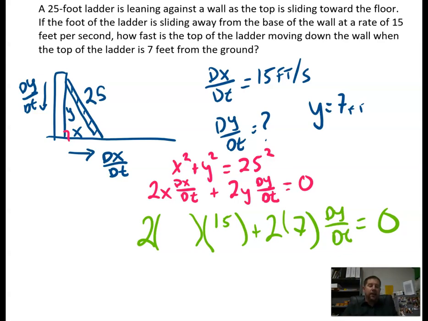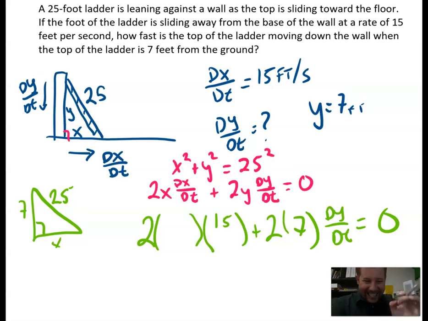And so to find that x value, I really care about where that x value is when y is 7, right? So I can actually set up a little triangle, and I can solve for x when y is 7. And that's the value I want to plug in, right at that one instant moment. Okay, so to do this, again, we would use the Pythagorean theorem again, x squared plus 7 squared equals 25 squared.